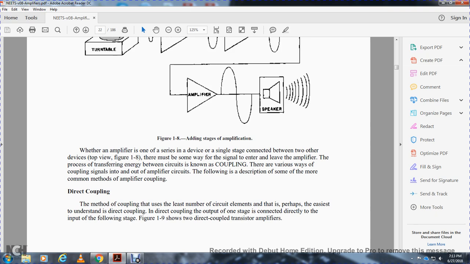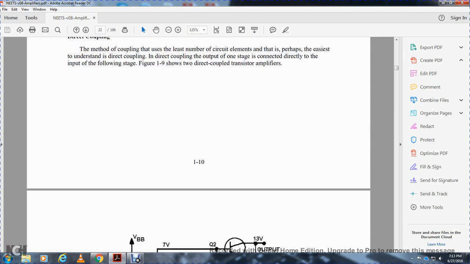Direct coupling. The method of coupling that uses the least number of circuit elements, and is perhaps easiest to understand, is direct coupling. In direct coupling, the output of one stage is connected directly to the input of the following stage. Figure 1.9 shows two direct coupled transistor amplifiers.